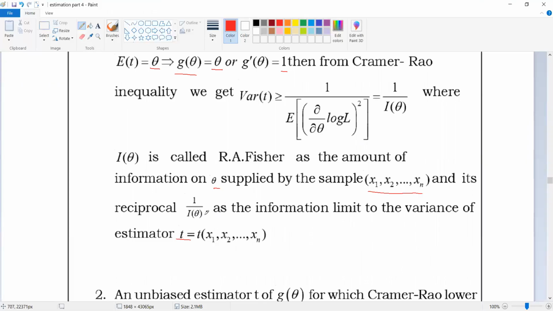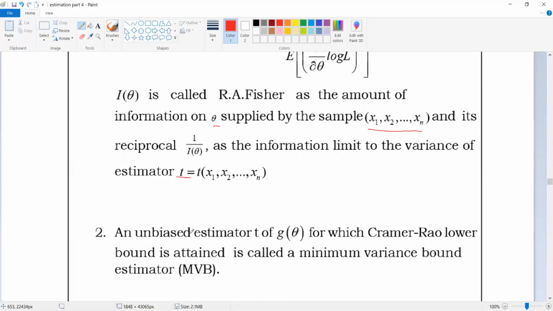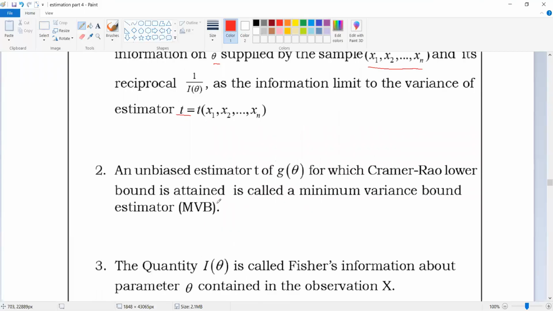So now, the reciprocal of I(θ) is the variance of estimator T. This is a very important remark. Second one: an unbiased estimator T of g(θ) for which the Cramer-Rao lower bound is attained is called a minimum variance bound estimator. When the Cramer-Rao lower bound is attained, we get minimum variance bound estimators.